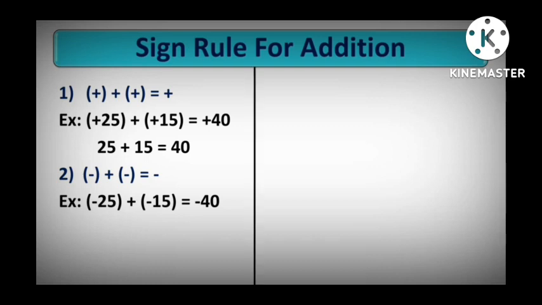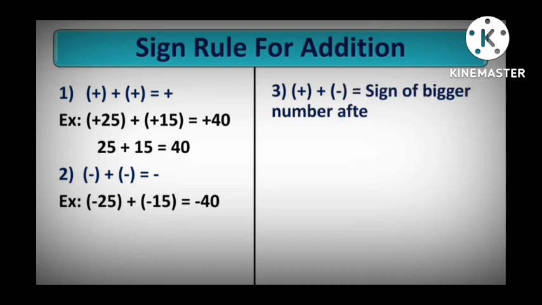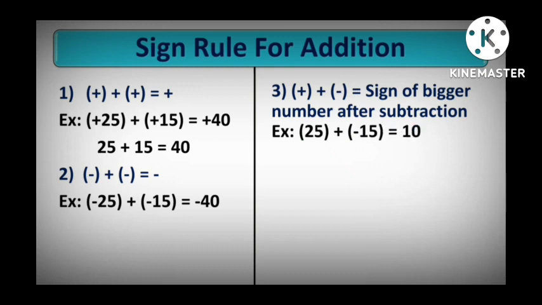Third rule is when a positive number and a negative number are added, we get a number with the sign of the bigger number after subtraction. Here 25 plus minus 15 gives plus 10 as 25 is a positive number.